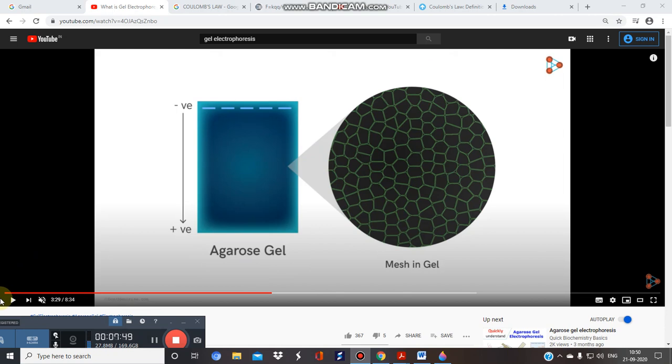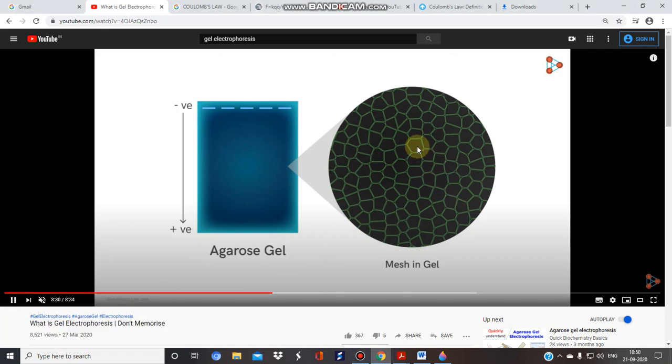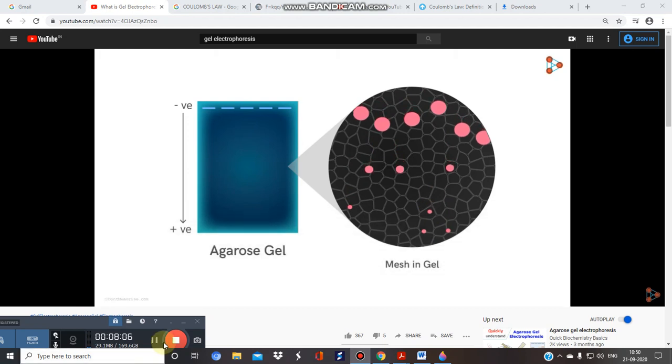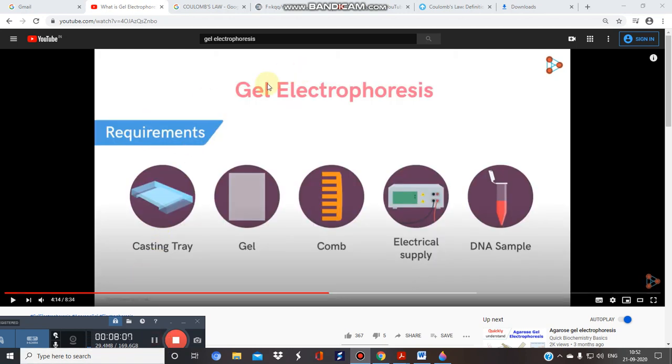Just watch the animation again. Suppose this is your gel, which has a network-like arrangement. These are the smaller DNA fragments that will move faster, whereas the larger DNA molecules will move very slowly in comparison. So these are the requirements of gel electrophoresis.